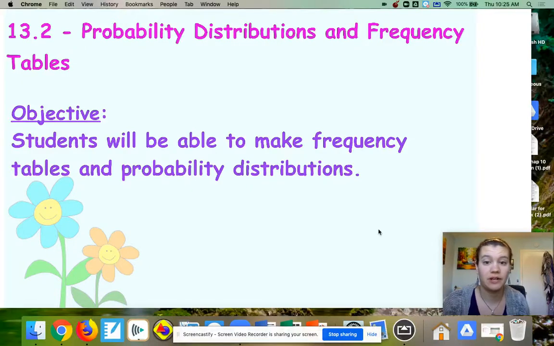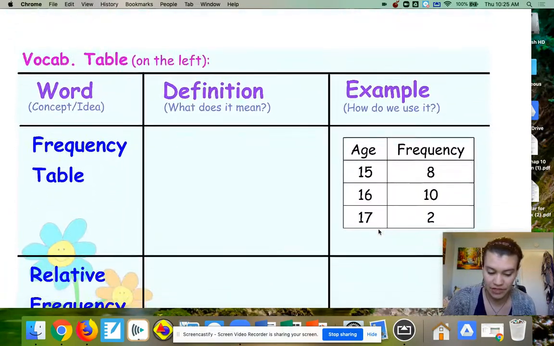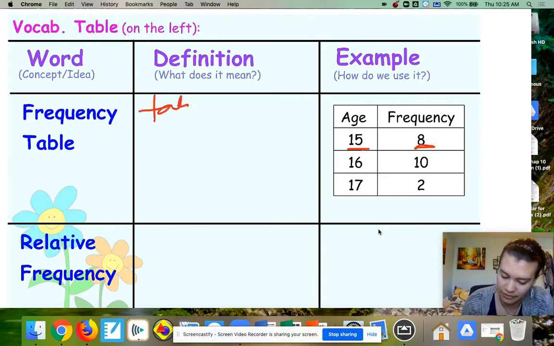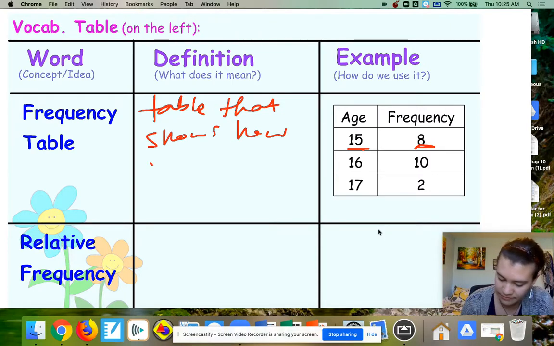All right, so today we're talking about frequency tables and how to make them. So the first definition is, what is a frequency table? A frequency table is a table that shows how often something happens. So if you look here, like age of 15, frequency of 8. So it's saying there's 8 people that are 15.